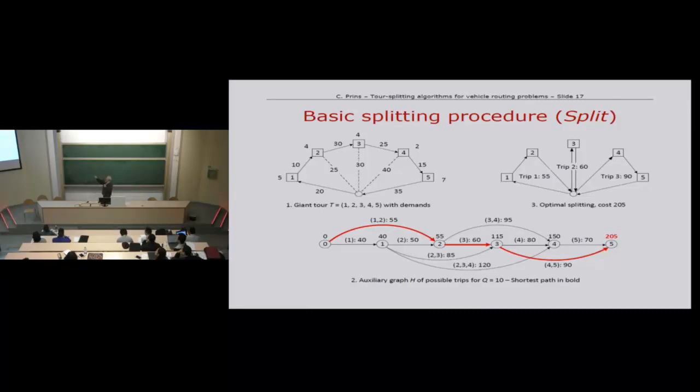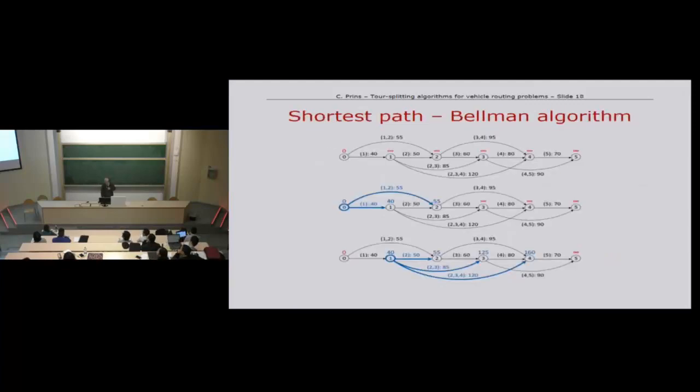But this giant tour is split optimally. But of course we don't know which giant tour is going to give, after splitting, an optimal CVRP solution. That's the problem. So Bellman's algorithm is the one which is used for project management.